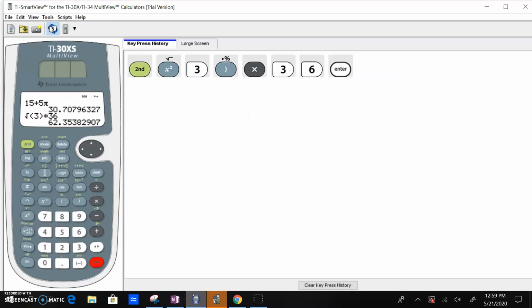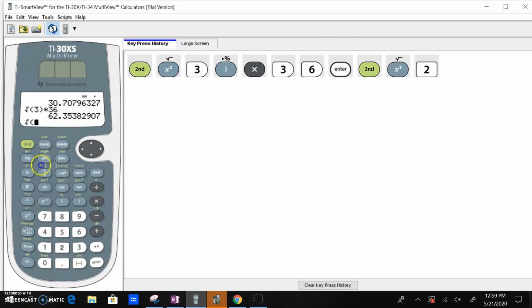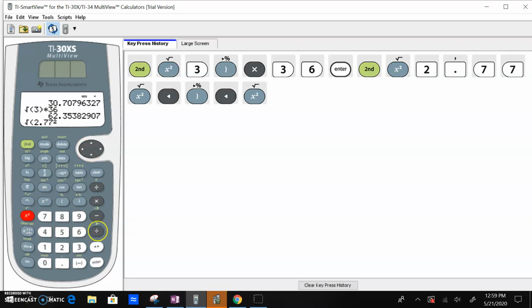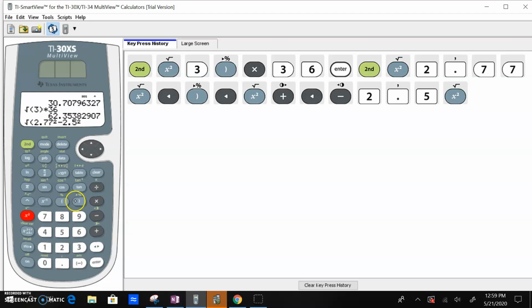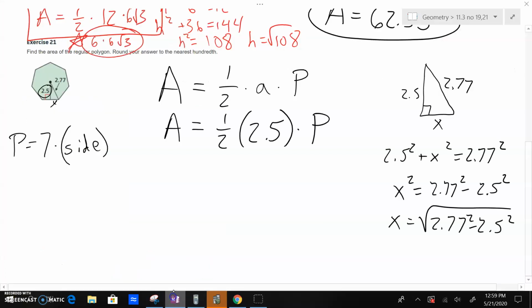So I'll jump over to the calculator and we'll do square root, so second square root, 2.77 squared. Let me get my parenthesis in there first, and then we'll square it. Actually, I think I was right the first time. 2.77 squared plus, yep, this is right. Except I want a minus, don't I? So 2.77 squared minus 2.5 squared. There we go. That's what it should have looked like. And then we're going to hit enter. And that number, 1.19, big decimal, we'll call it 1.19.